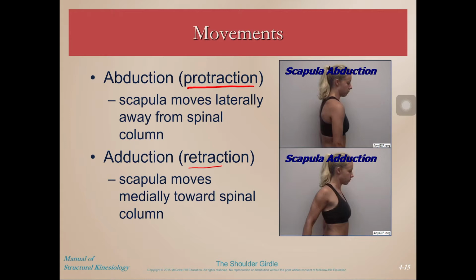More commonly though, I think protraction and retraction are used for the scapula, because when you go through scapular adduction and abduction, it's not purely abduction and adduction. There's also that curving around the rib cage that happens. So I like to call it protraction when the shoulder girdle moves anteriorly, and retraction when it moves posteriorly and your scapulae come together.